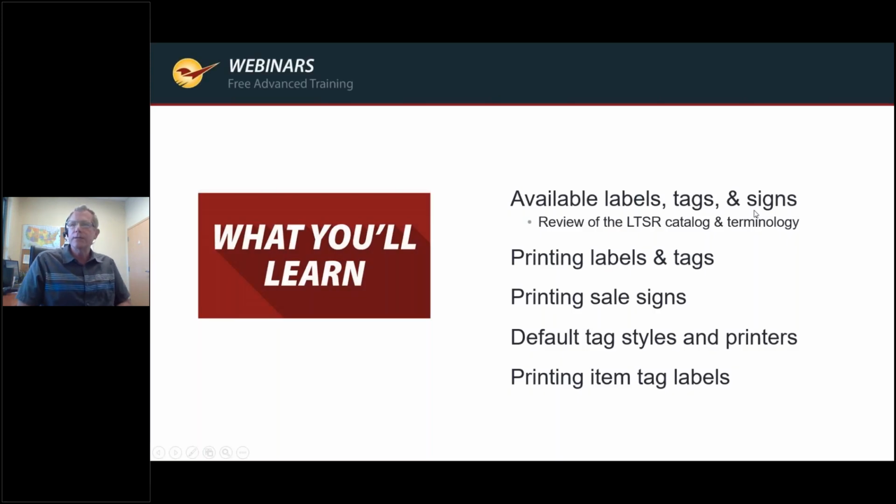So what you'll learn today is I'll be going through the LTSR catalog and the terminology. This is a very powerful tool that you can access anytime you like, and it's at your disposal. It's got a lot of information in it that's going to show you all the different label types that we support, all the printer types that we support. It is a must-have document, and you can load it directly from this presentation, download it onto your system, and have it for reference in the future. You can always get a hold of it in the knowledge base as well.